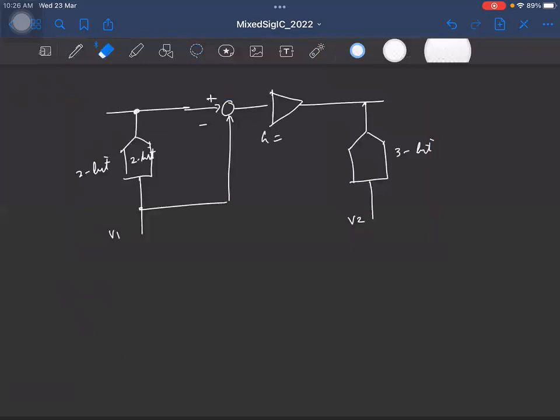So now the gain I'm going to use is 3. Okay. So how will I combine the outputs now? I have V1 and V2. How will I combine the outputs?